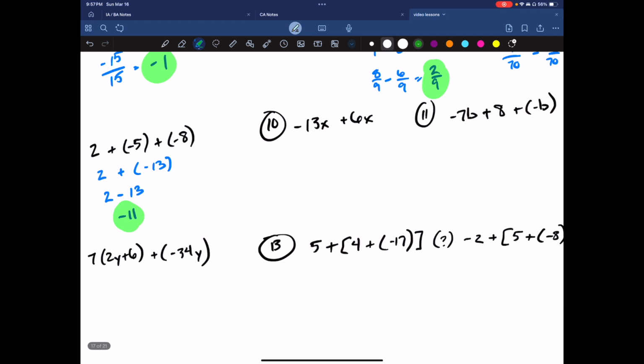Number 10, you have like terms, but you have opposite signs. So I'm going to subtract here, and that's going to be negative 13 plus 6, or 6 minus 13, or 13 minus 6, which is 7. And then 13 is bigger, so it's going to be negative. There you go.